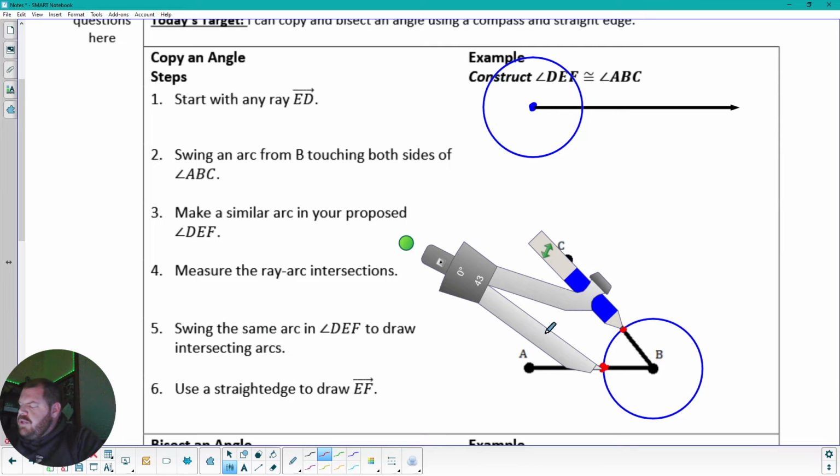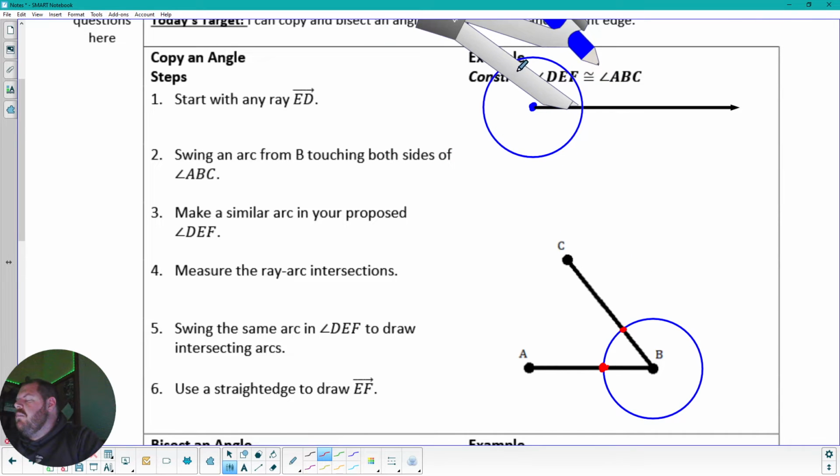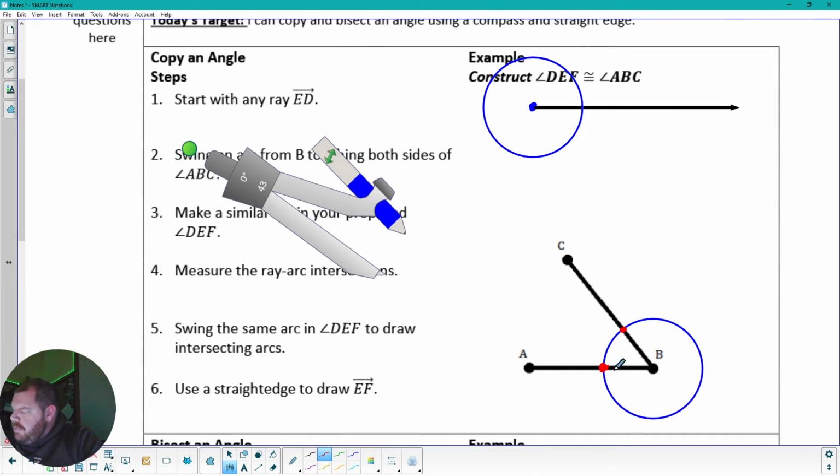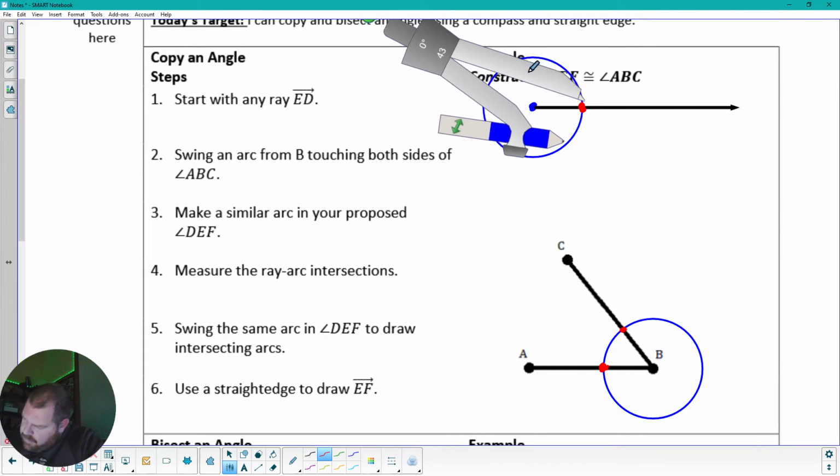And then it says I want to swing that same arc in DEF to draw intersecting arcs. That's kind of a tough way to say whatever I was trying to say. But keep in mind this was like a black and blue intersection that I lined both these up with. I want to go to a black and blue intersection here. And I'm going to put the anchor of my compass on that point right there.